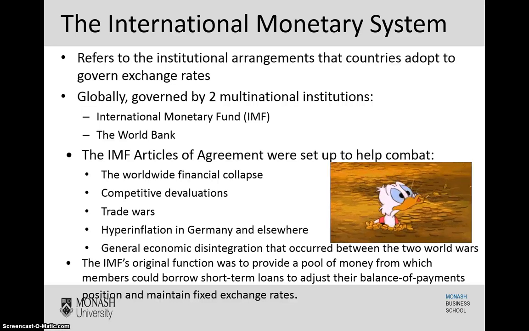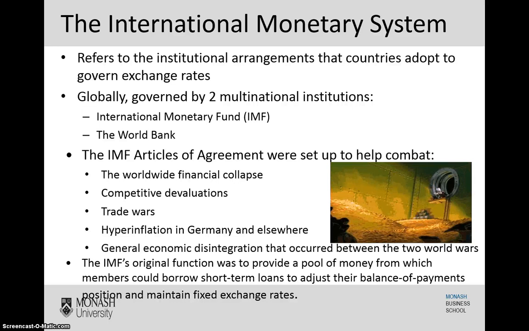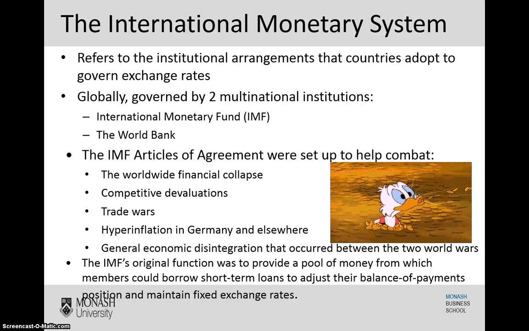So if they were in, for example, a position of consistent balance of payments deficit, they could be loaned money to try and adjust that, and also to maintain fixed exchange rates, which were very much in vogue at the time that the IMF was established. So being able to have the monetary means to help maintain that set level of the currency was quite important.